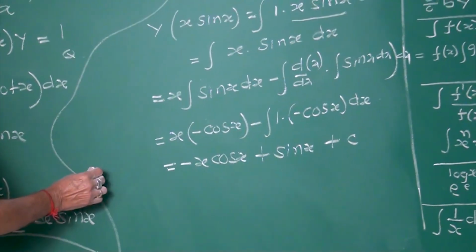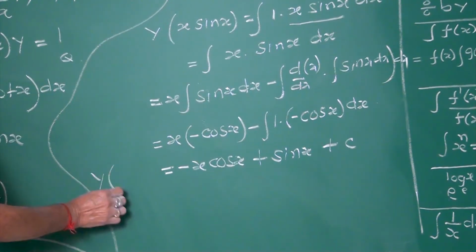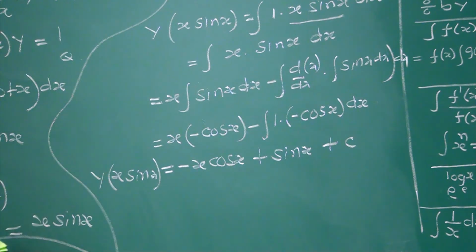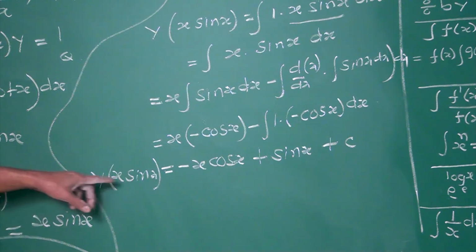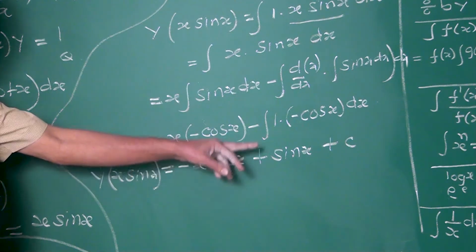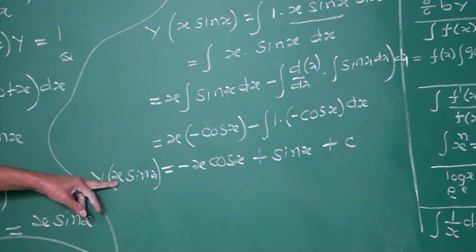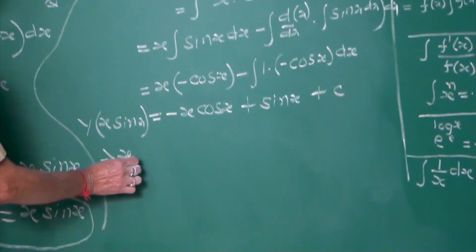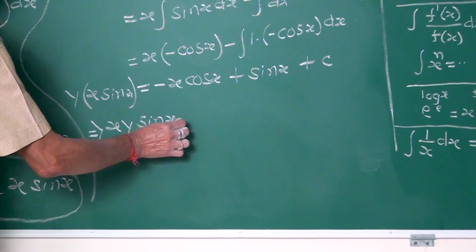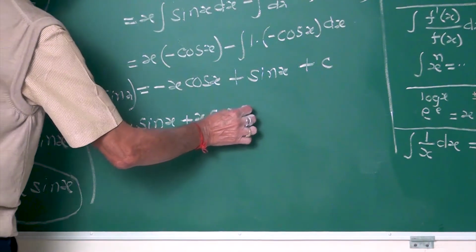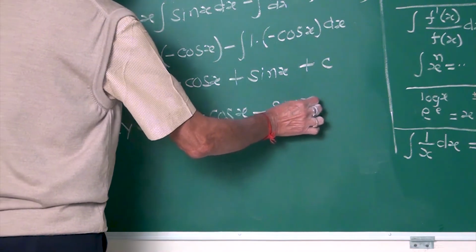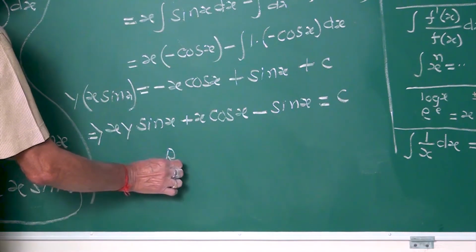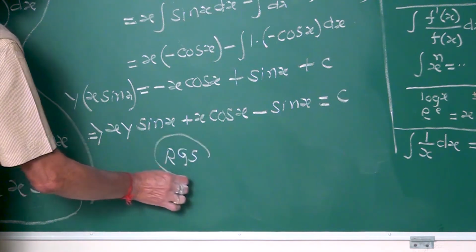What is this? This is xy into sin x, or it is y into x sin x. Either you simplify here itself. What is that simplification? xy sin x plus x cos x minus sin x equal to c, or you have to divide by x sin x. I write it in the form of c on one side: xy sin x plus x cos x minus sin x equal to c. Either you solve for y, otherwise for the arbitrary constant. This is the required general solution.